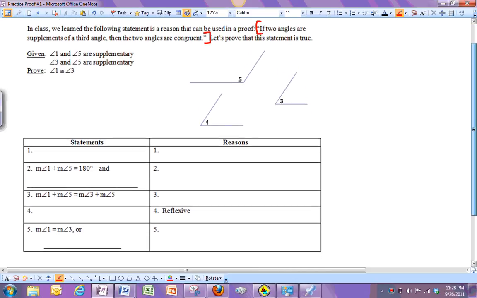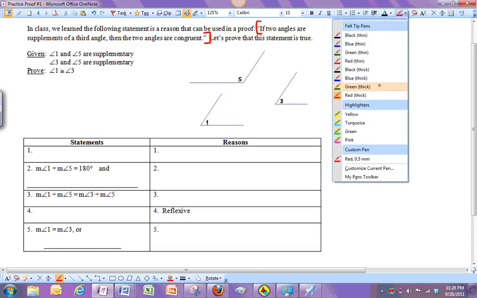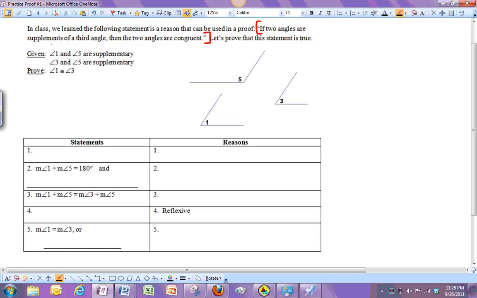Well, might as well start out with what we know for sure, and that's the givens here. So angle 1 and angle 5 are supplementary, and angle 3 and angle 5 are supplementary. So I'm going to say that's given. Okay. And then I'm even going to cross these off up here because now I know I've used them both, so I don't have to worry about them anymore.